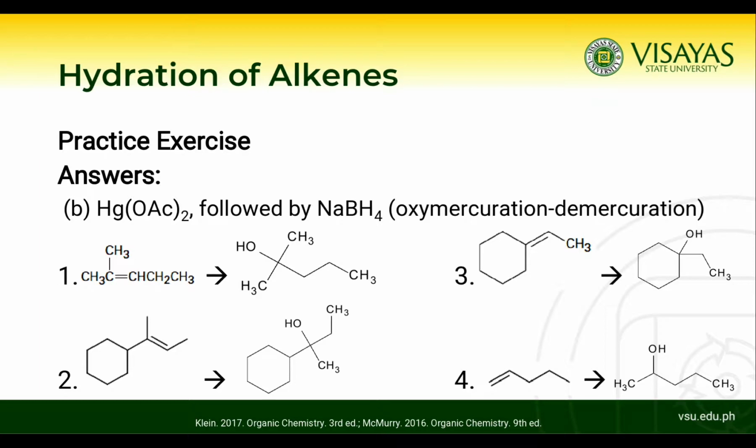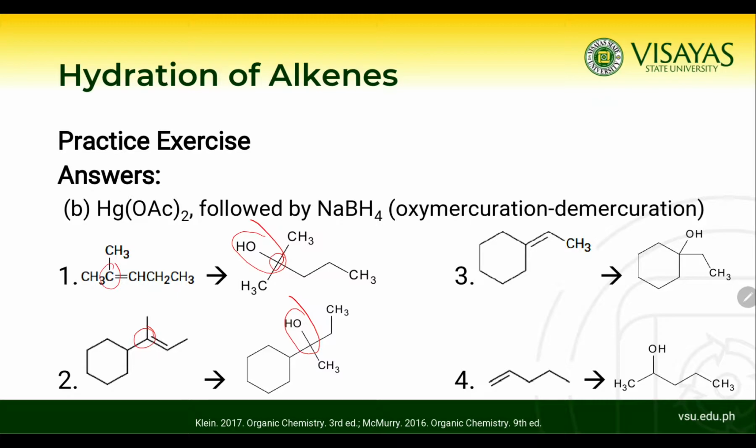Okay, in letter B, this is the oxymercuration-demercuration process. Here, the OH is bonded to the more substituted carbon. So, in number 1, this one here is the more substituted carbon. So, that is why the OH is bonded there. Okay. For number 2, this one here is the more substituted carbon. So, that is where our OH will be bonded.